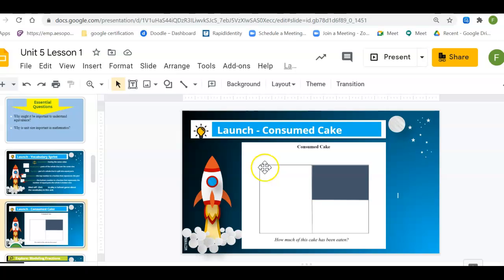On our next slide, this is called consumed cake. And what we have here is a fraction that's being represented. How much of this cake has been eaten? I want you to pause the video for a minute and just examine the drawing and try to determine what the fraction is of cake that's been eaten.